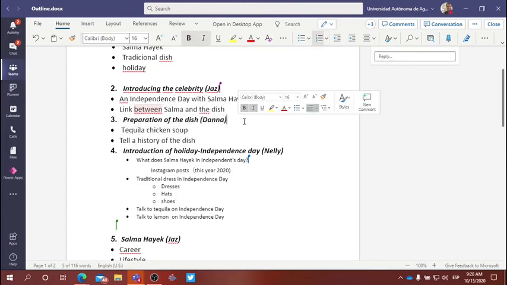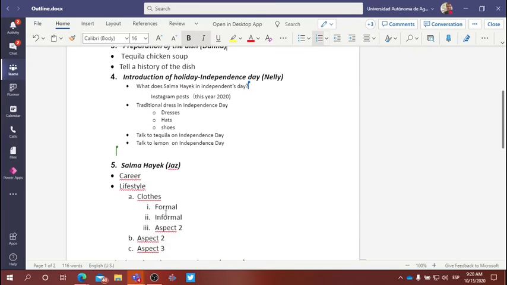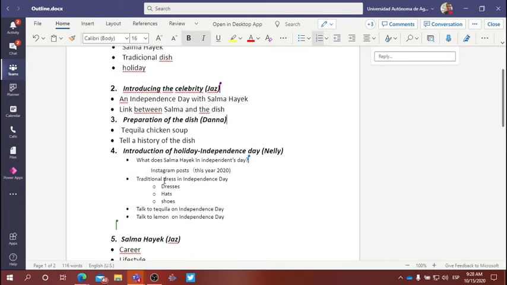Now, what aspects of tequila chicken soup do you want to include? Create some subcategories that relate to the dish. Part of it might be preparation. Part of it might be ingredients. Part of it might even be a cultural aspect that maybe links to other parts of your outline, right?